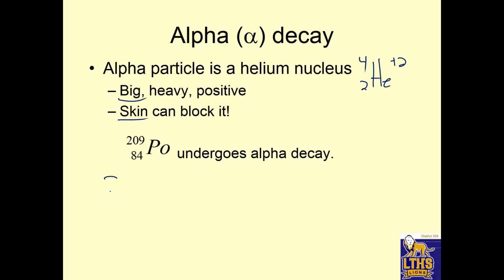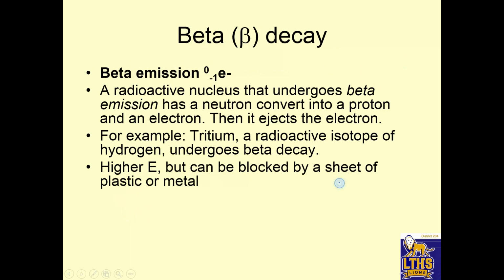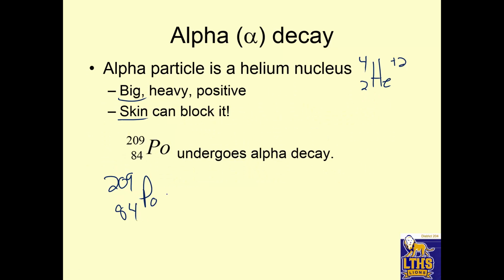So if polonium undergoes alpha decay, that means I'm going to have an alpha particle, 4 over 2, plus something. 4 plus something equals 209, that's 205. Something plus 2 equals 84, that's 82. And when I go to my periodic table, number 82 is Pb.